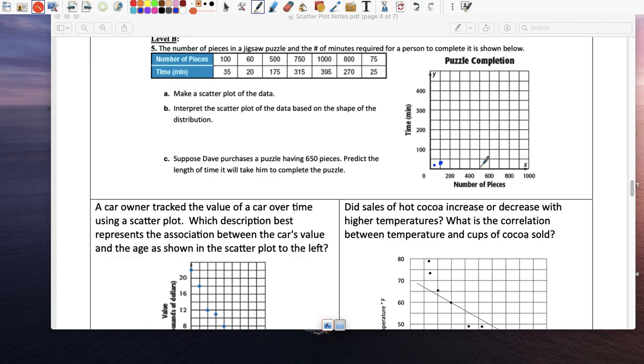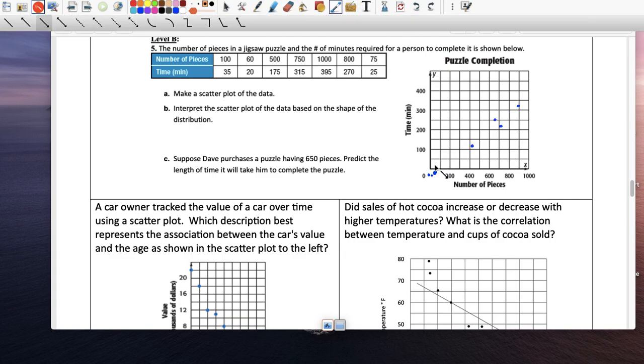If you have 500 pieces, which is around here, it's going to take you 175 minutes, which is about here. If you have 750 pieces, it's going to take you 350 minutes, so just about here. If you have 1,000 pieces, it's going to take you 395 minutes, right below 400 minutes. If you have 800 pieces, it should take you 270, about here. And if you have 75 pieces, it's going to take you 25 minutes, right around here.